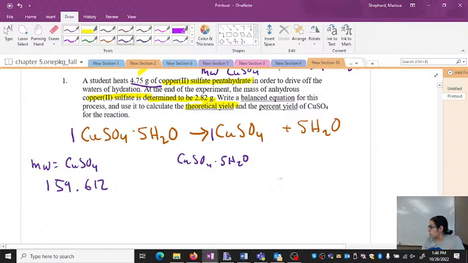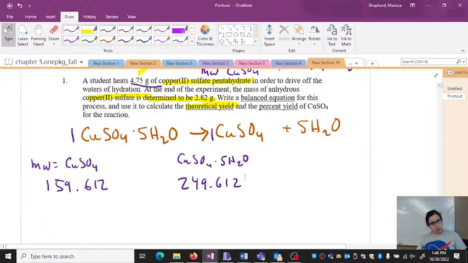So what do we get for this mass? 249.612. Is that what everybody got? That sounds about right. 5 times 20 gives you roughly 100. So now we have our 2 molecular weights.